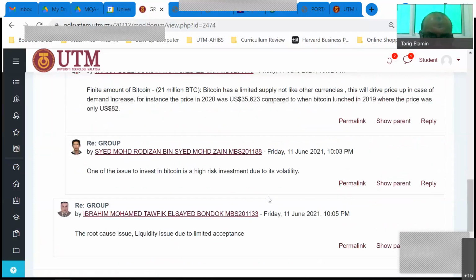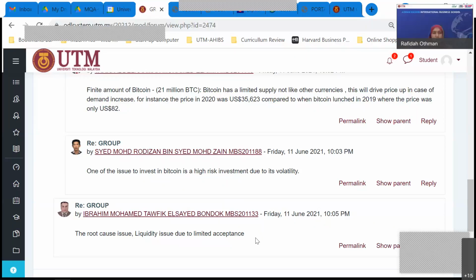The last, yes, I think this is the major root cause for the major problem for Bitcoin, that is the liquidity issue due to limited acceptance. As of today, I think a lot of people cannot understand the mechanism of Bitcoin, how it works, how they handle it. So as a culture, it is not public for the public to understand how it goes. So it is not understood in the right way and it's not on the right track as of today.